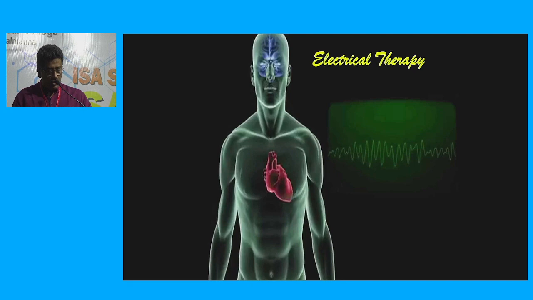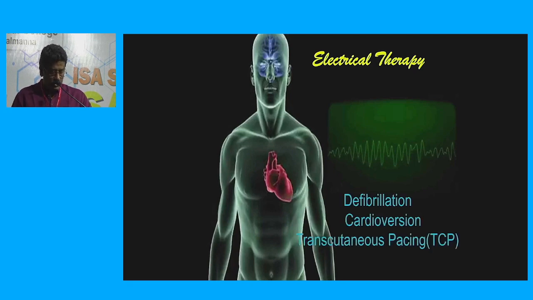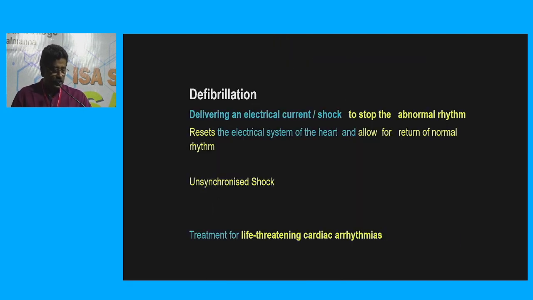So I will be talking on defibrillation, cardioversion, and transcutaneous pacing. Defibrillation is delivering an electrical current to stop the abnormal rhythm. It is not to stimulate the heart, as many of you think. Later, it resets the electrical system and allows for the return of the normal rhythm if it is working properly. That is what defibrillation means. What is fibrillation? You are stopping it, that is defibrillation. It is an unsynchronized shock. What do you mean by unsynchronized shock?